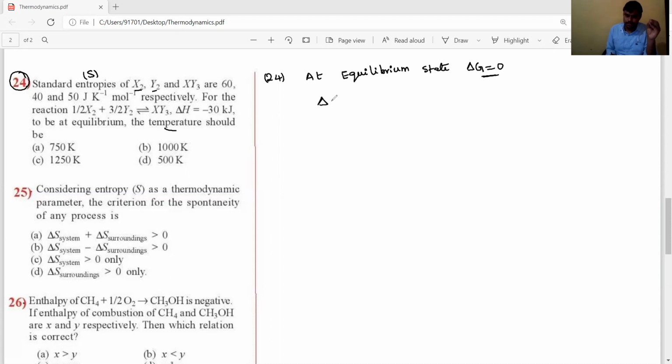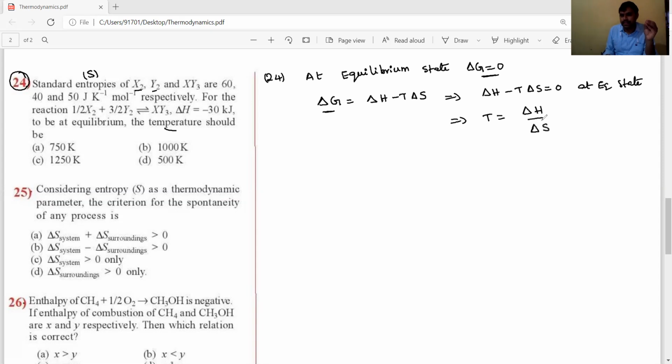Then delta G is equal to delta H minus T delta S. Now delta G is equal to 0 means delta H minus T delta S is equal to 0 at equilibrium state. From this the temperature is equal to delta H by delta S. This temperature is known as the equilibrium temperature. How to find the equilibrium temperature? T is equal to delta H by delta S.